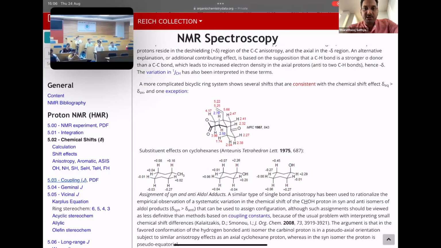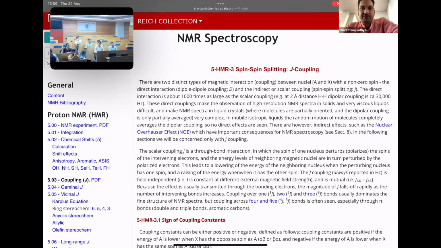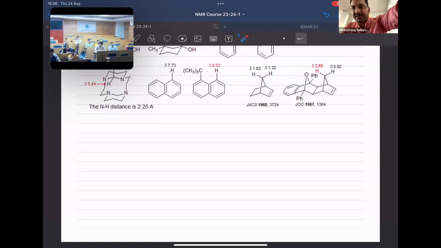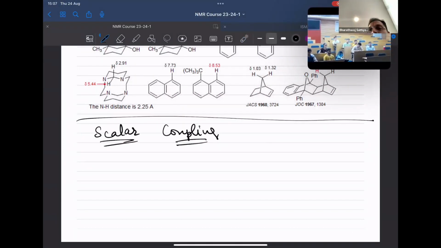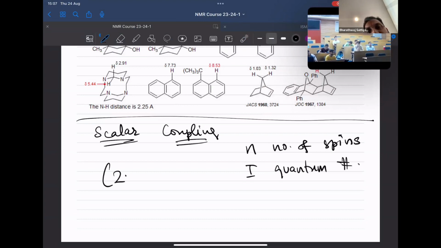Okay, moving on, similar to this, there are also scalar coupling differences that start to come. I hope you guys are able to realize that scalar coupling gives you information about the neighbors that are present, more on the number of neighbors. A common rule of thumb is that when you have n number of spins with, say, quantum number I, then the multiplicity will go as 2nI plus 1.